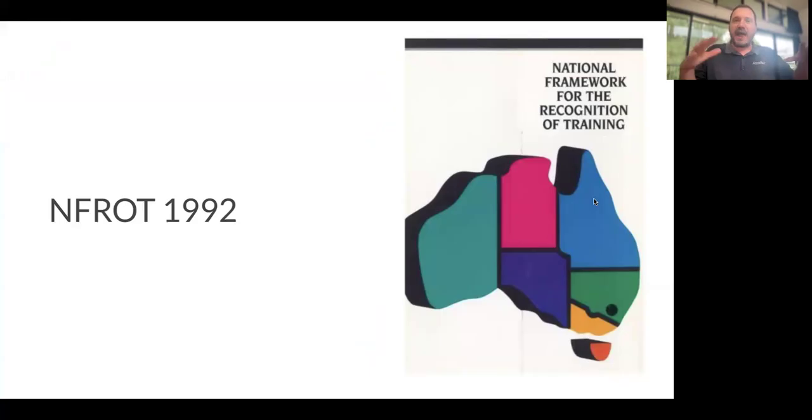But where did all this national standardization for VET come from? Well, there's this thing called NFROT in 1992, which was the first time they brought together VET as a nationally cohesive, nationally consistent system in Australia. So this is the first mention of something that resembles the principles of assessment and somewhat the rules of evidence, as a way of getting all the assessors in Australia that work in the VET system to come together. And so this was the first national mention of it.